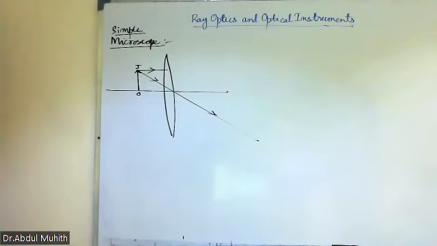Okay, so here what happens? There are two rays. A ray which is parallel to the principal axis, after refraction, passes through the optic center. The second ray which is parallel to the principal axis, what will happen?